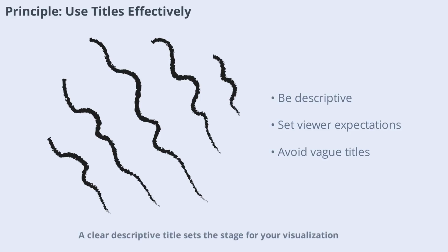A clear, descriptive title sets the stage for your visualization. It tells viewers what to expect and helps them interpret the data correctly. Avoid vague or generic titles. Be specific about what the chart shows.